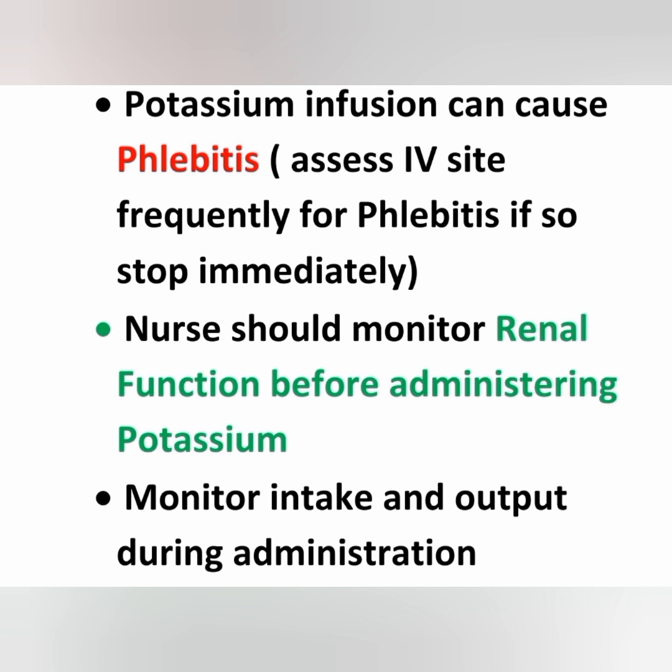As a nurse, we should monitor renal function tests before administering potassium, that is blood urea, creatinine and BUN ratio. We should check these, then administer potassium, and continuously monitor intake and output during administration.